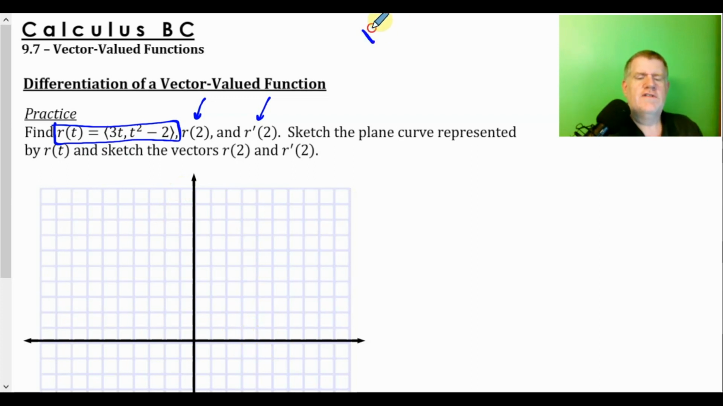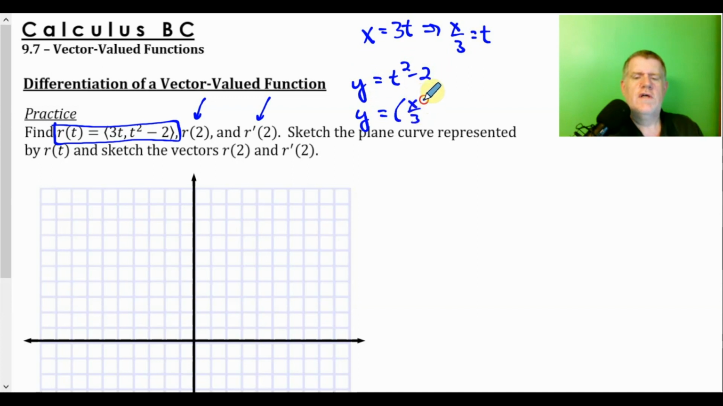I know that the x component is 3t, which means, of course, that x over 3 equals t. I know the y component is t squared minus 2. So if I plug in the t, which is x over 3, I get this parabola, which would be x over 3 squared minus 2. Should be a pretty easy one to graph. I'll pick a couple points. We'll graph it. Wow, I said minus 9. My brain is going. It's minus 2. So 0, negative 2 is the vertex.